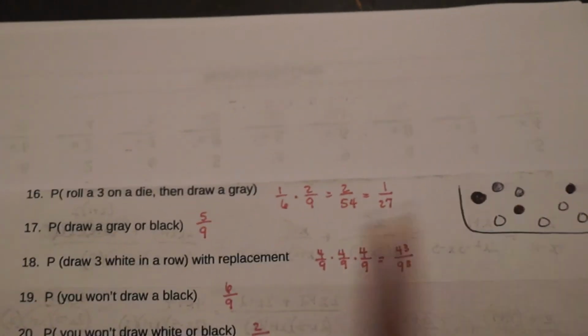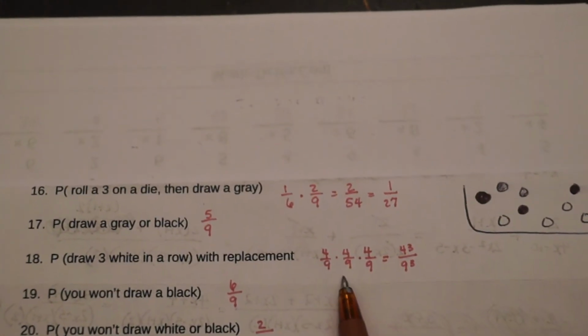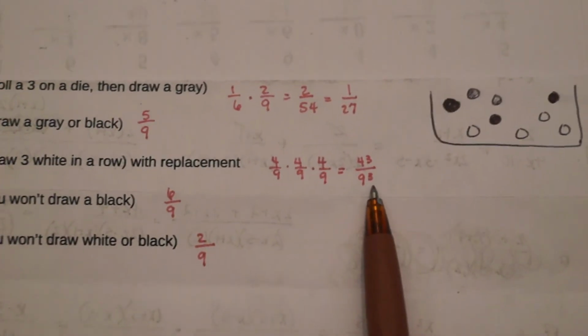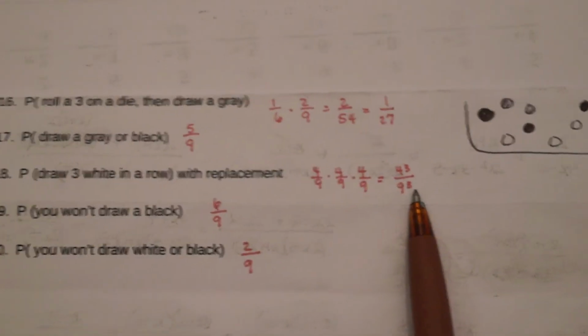Well, the chances the first time are 4 out of 9, and because I put the marble back, it's 4 out of 9 again, and 4 out of 9 one more time, and I just wrote that answer as 4 to the third over 9 to the third instead of multiplying it all out.